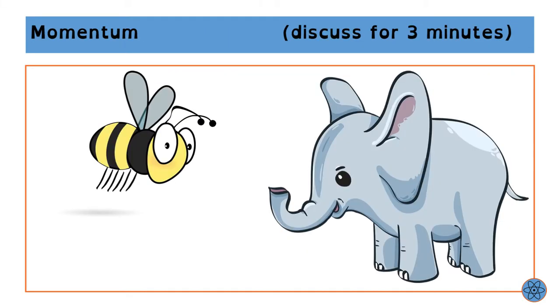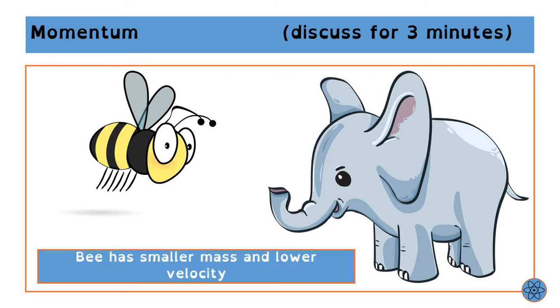Okay, as I said, today's topic is momentum. So have a think, which one of these two animals, the bee or the elephant, is going to hurt you more? And when you're ready, press play to continue. Let's ignore that the bee has a sting. The bee does have a smaller mass and it has a lower velocity. So I would say if the bee hit you, it's going to hurt you less than the elephant. The elephant has a much larger mass and a higher velocity, so therefore it has a much higher momentum.